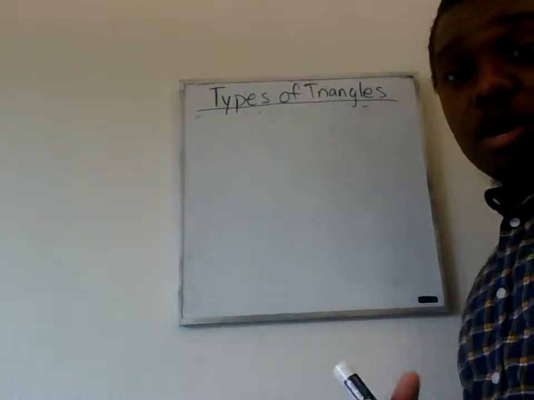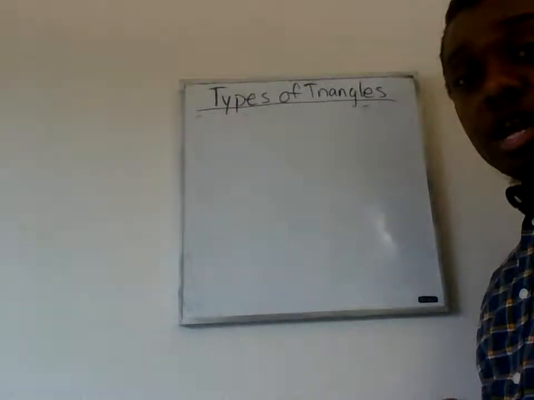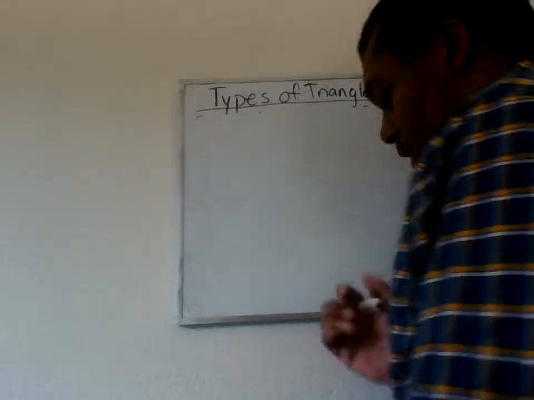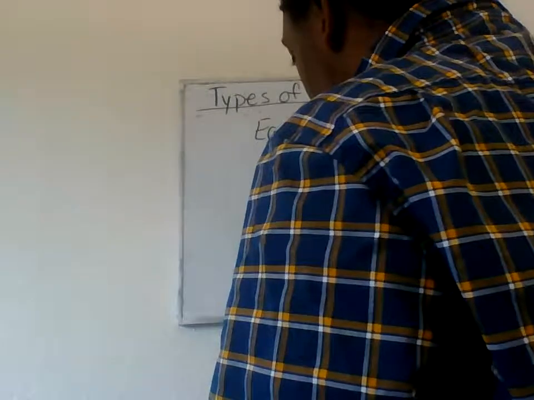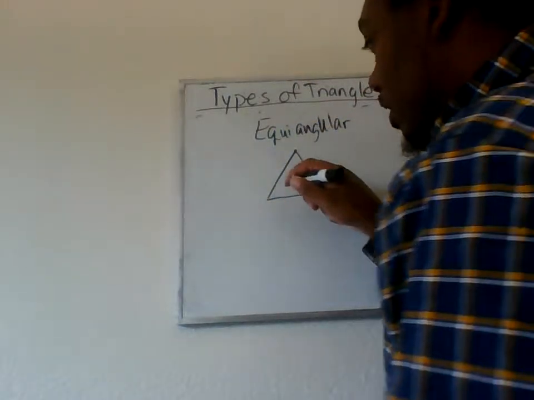And it's actually an acute triangle, but it's a special type of acute triangle that we're going to talk about here. So this is called an equiangular triangle. And an equiangular triangle has 3 acute angles that are all equal measurement.